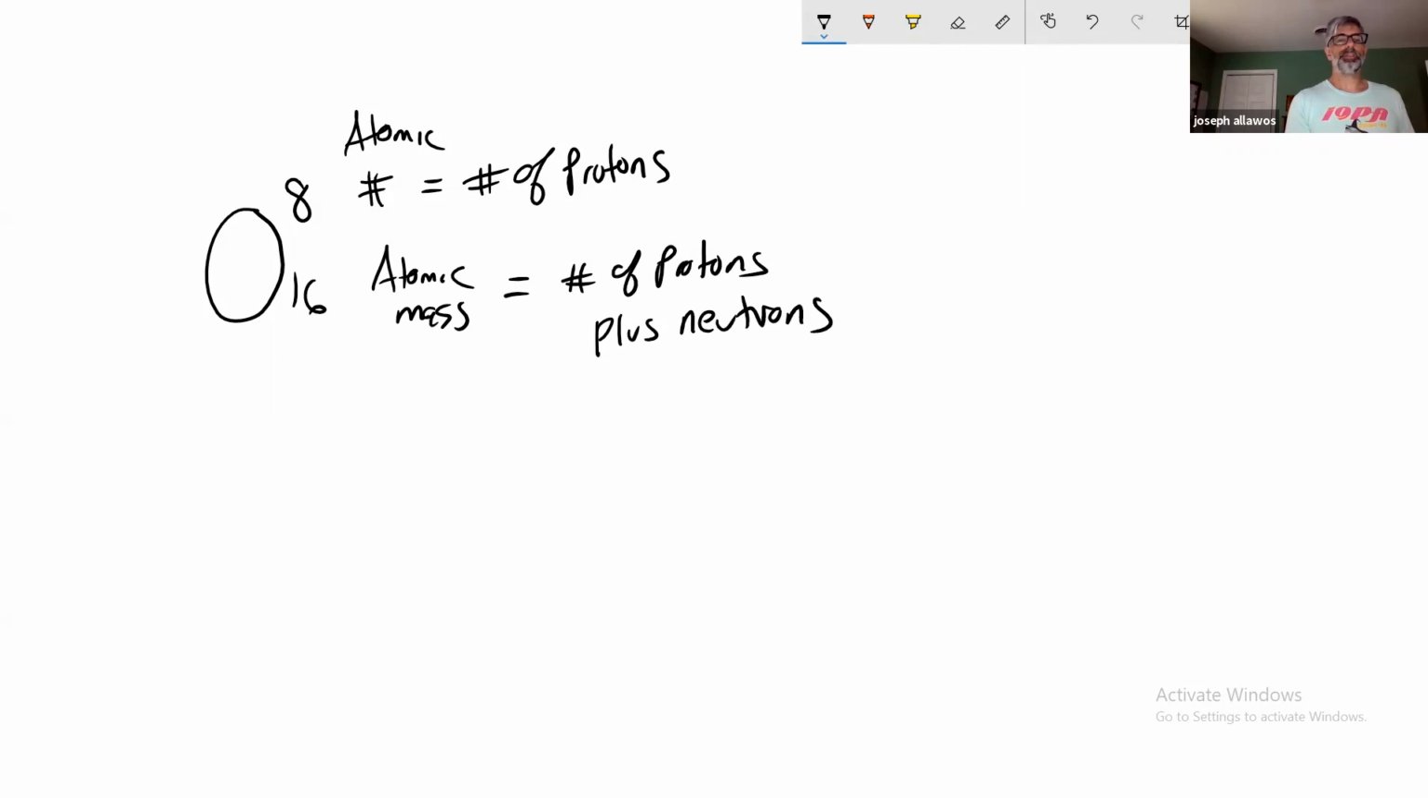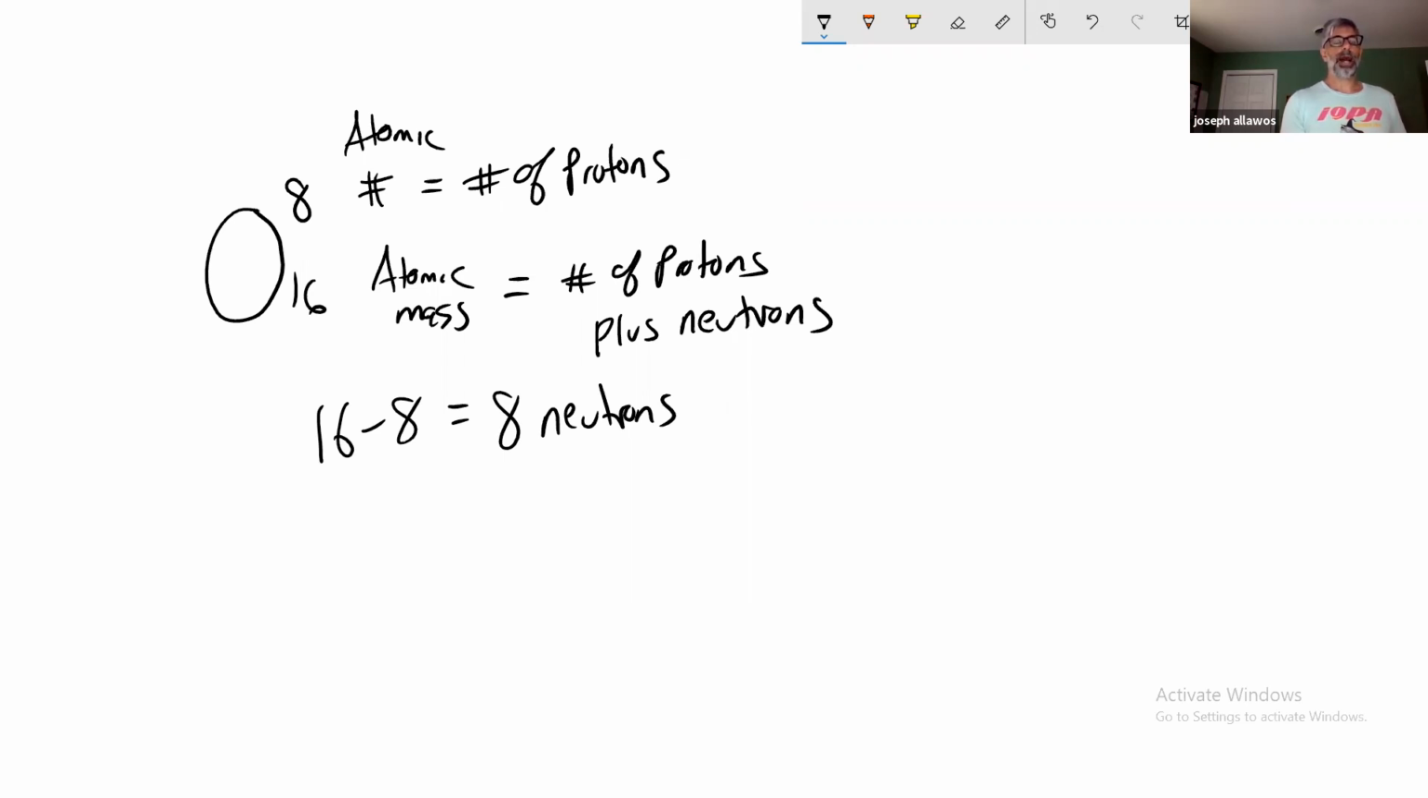All right. And so what does this tell you then? Well, if this number is 16, that means that it's the number of protons plus the number of neutrons. So by doing some very simple math, you can determine how many neutrons this particular element has, right? If it has an atomic mass of 16 and the atomic number is 8, well, we know that's the number of protons. So 16 minus 8 is equal to 8 neutrons in oxygen. Simple way to calculate that.